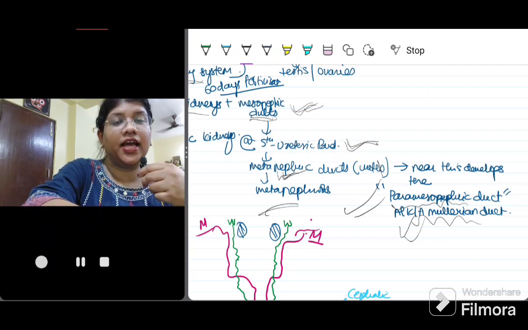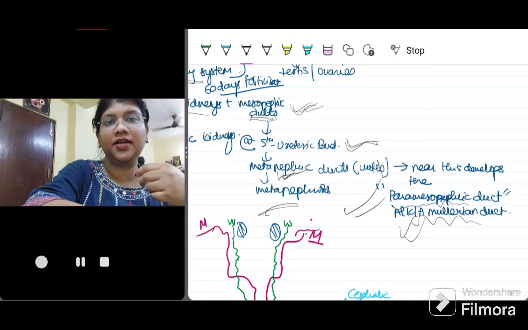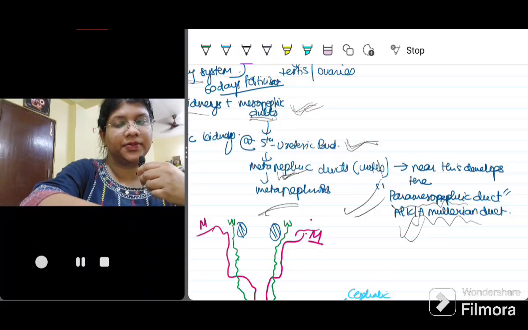So any Mullerian anomaly, whenever you suspect, always analyze and evaluate the urinary system also. And this is a very important point to remember. There is usually some anomaly in the urinary system associated in that patient also. So this is why understanding the embryology becomes important.